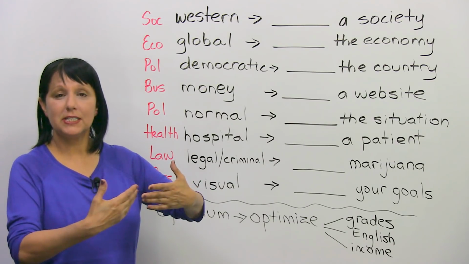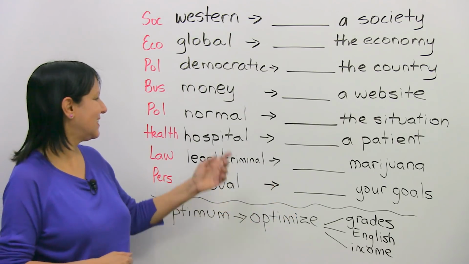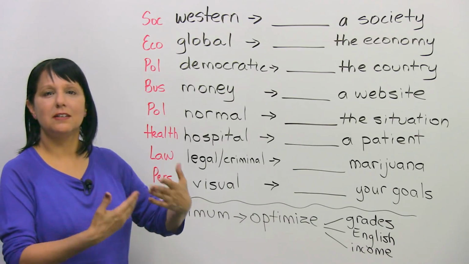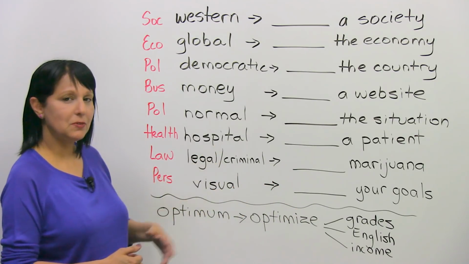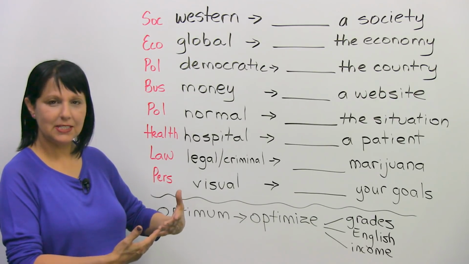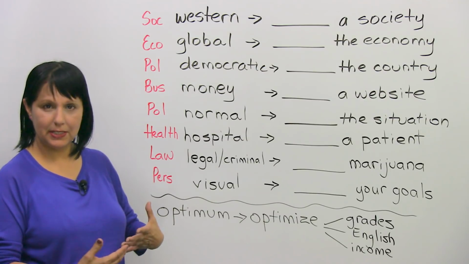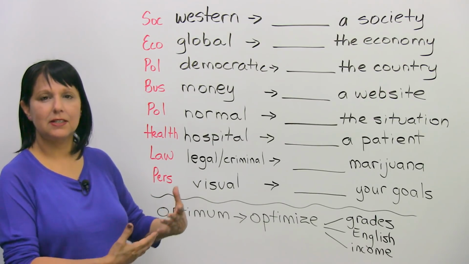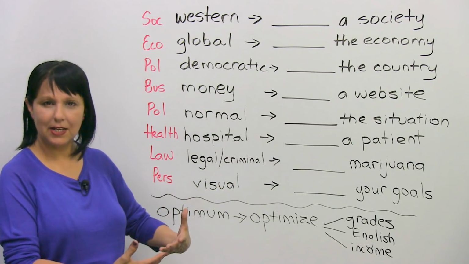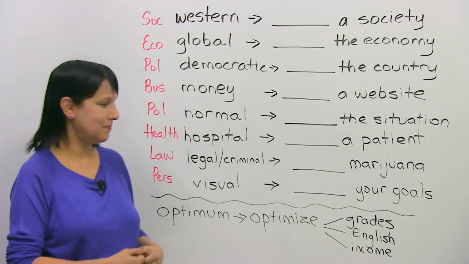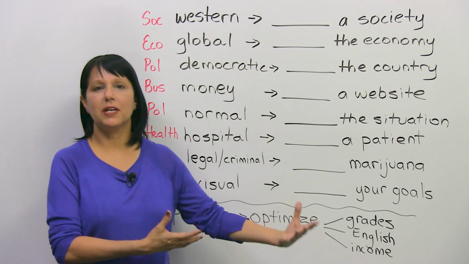Money, monetize, monetization. Good. Normal, normalize, normalization. Hospital, hospitalize, hospitalization. Legal, to make legal, legalize, legalization. Criminal, criminalize, criminalization. And visual, visualize, visualization.